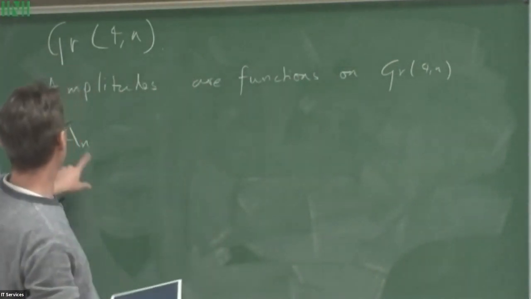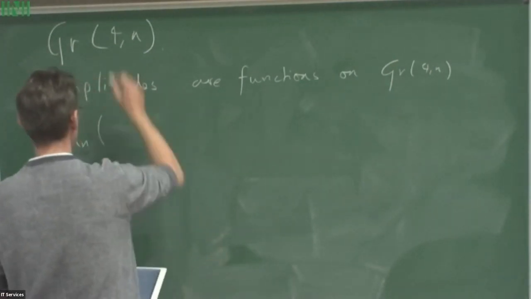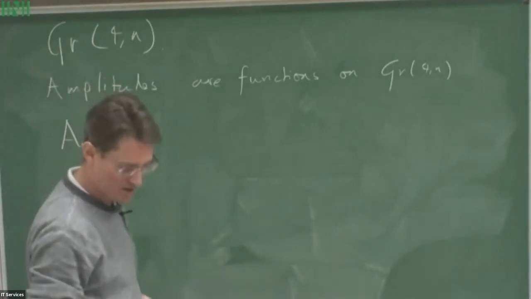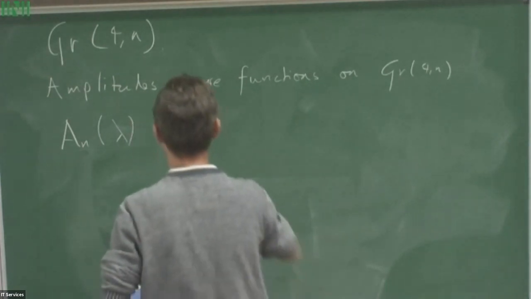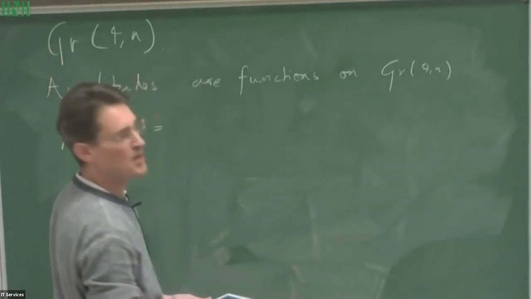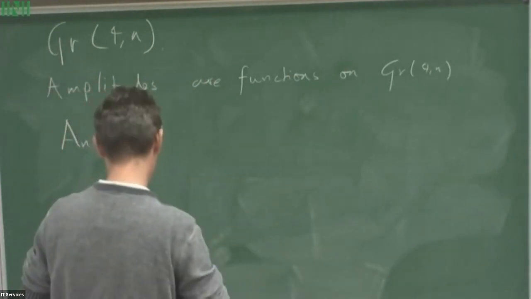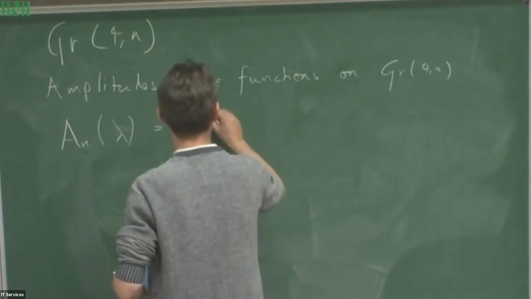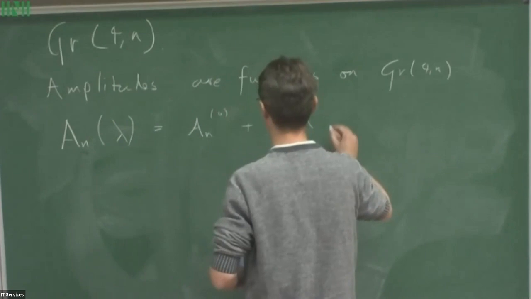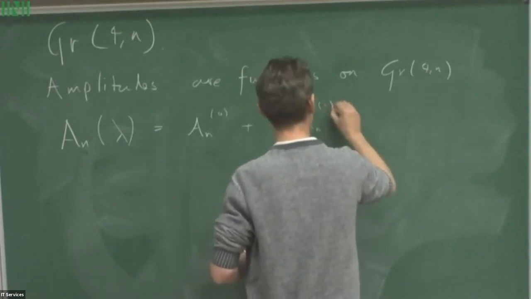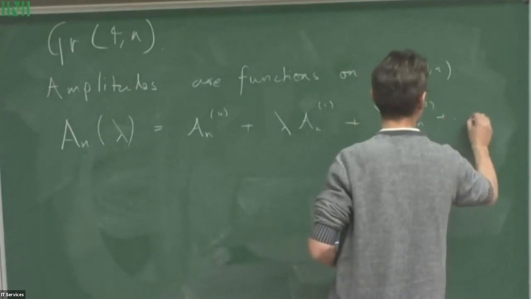So n in Gr(4,n) tells me the number of external legs of the scattering amplitude. They're functions on Gr(4,n), and they also have one other parameter called the 't Hooft coupling, lambda, in the gauge theory. We're in a planar gauge theory, and we're talking about perturbation theory. We're working in a weak coupling expansion for these scattering amplitudes. So there will be what's called a tree level contribution. And then at order lambda, there will be a one loop contribution. And at order lambda squared, we have a two loop contribution, and so on and so on.